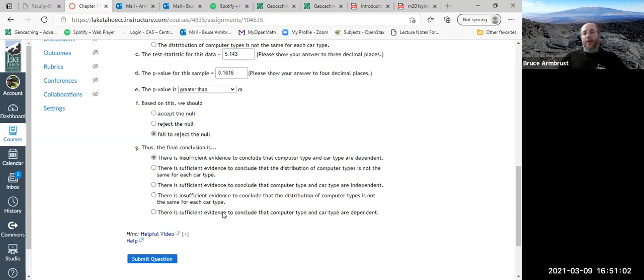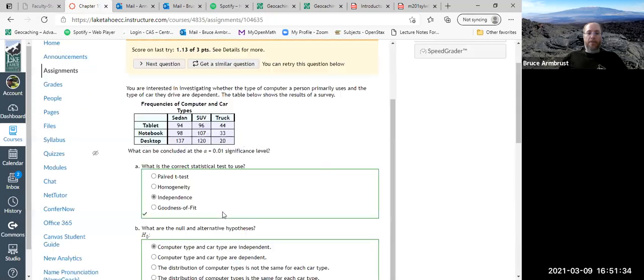So that's going to be our answer here, right? Again, with the multiple choiceness, the ones that say distribution, we know don't matter. So that's not what we're looking at. This one, sufficient evidence to conclude that computer type and car type are independent. No, that would be saying we're accepting the null hypothesis, which we're not. We're failing to reject it. And then if you look at the last one, there's sufficient evidence to conclude that computer type and car type are dependent. That would be rejecting the null hypothesis, and our number is definitely not there. So we'll go ahead and submit our question.